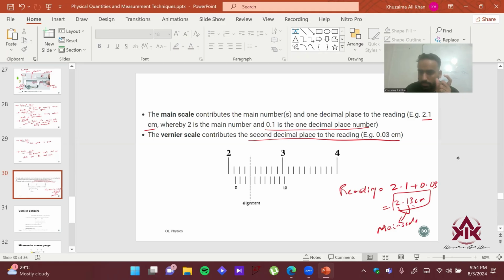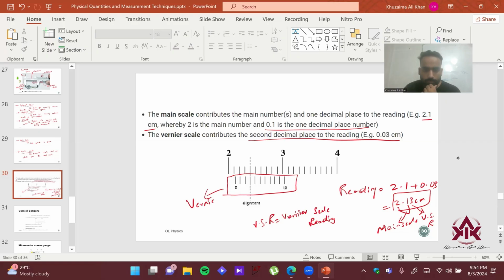And this second decimal place would be coming from your vernier scale reading. Okay, VS, vernier scale reading, VSR. So what is VSR? It's basically vernier scale reading. अच्छा, अभी कैसे लेते हैं रीडिंग, वो लिख लेते हैं बैठ के. सो अब दिस इज द वर्नियर स्केल, ठीक है, दिस इज द वर्नियर स्केल जो विच कैन मूव, ठीक है, दिस इज द वर्नियर स्केल ओवर हियर, and this is your main scale.